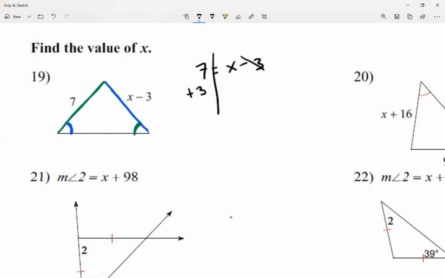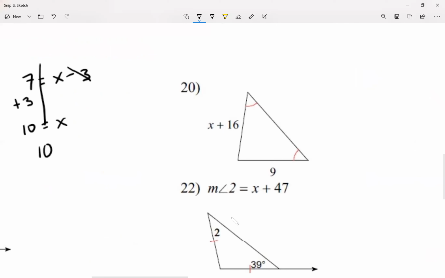My goal was to get the x by itself, which I do. I have on the right side, I have the x by itself. On the left side, 7 plus 3, I know that's 10. So when it says find the value of x, 10 is equal to x or x is equal to 10. So cool, I found 10. That's the value of x.